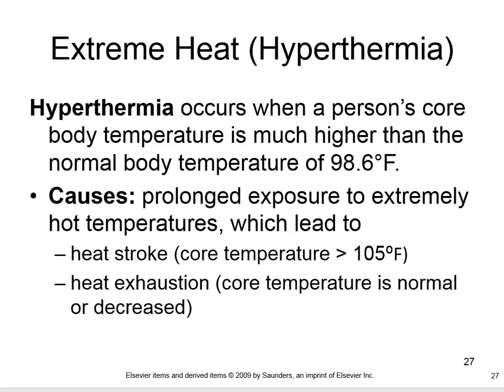Extreme heat or hyperthermia. Hyperthermia occurs when a patient's core body temperature is much higher than the normal body temperature of 98.6 degrees Fahrenheit. Causes: prolonged exposure to extremely hot temperatures, which lead to heat stroke, in which the core temperature is greater than 105 degrees Fahrenheit. Heat exhaustion, where the core temperature is normal or decreased. This heat exhaustion happens prior to a heat stroke, and it's less serious than a heat stroke. The body temperature is cooler than a heat stroke.